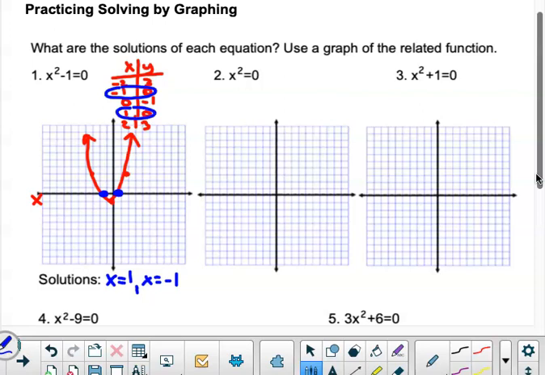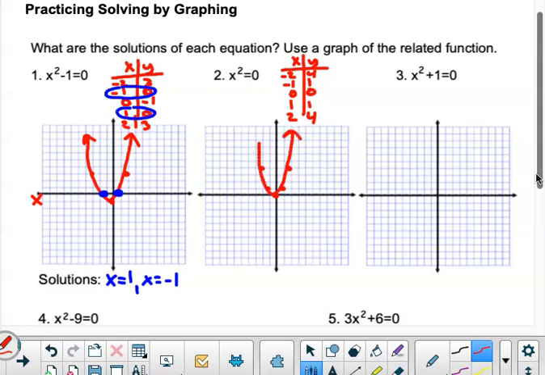x squared equals 0. This is just the parent function. This is just what we started off with graphing. If you plug in 0, you get out 0. If you plug in 1 or -1, you get out 1. If you plug in 2 or -2, you get out 4. Okay, let's graph that. 0, 0, 1, 1, -1, 1, 2, 4, and -2, 4.